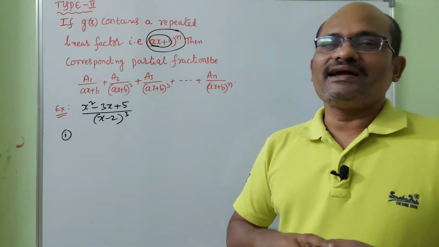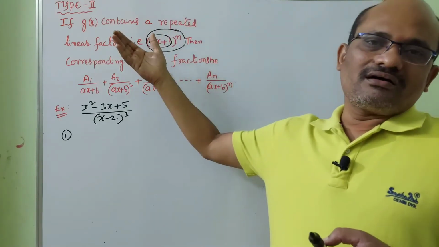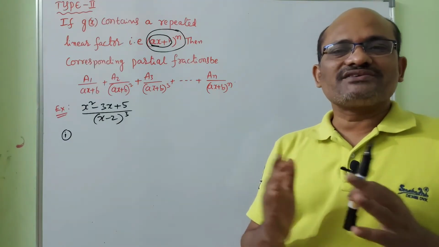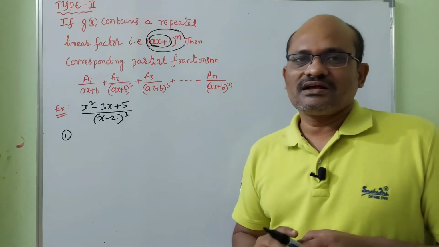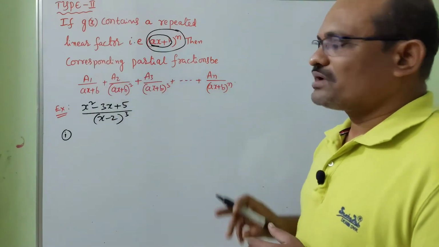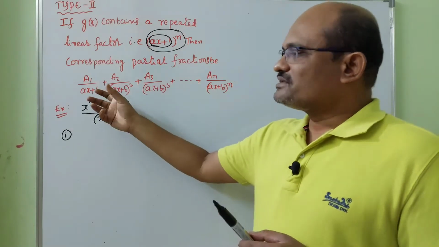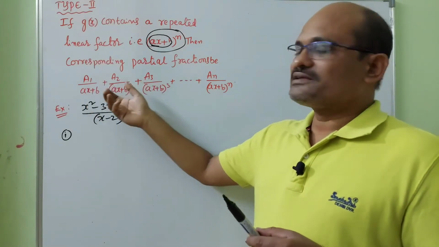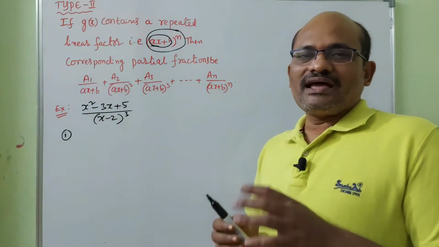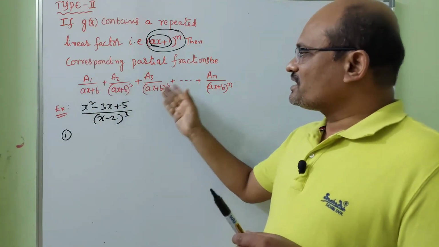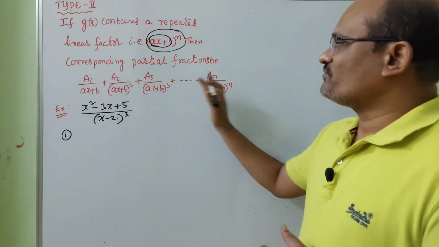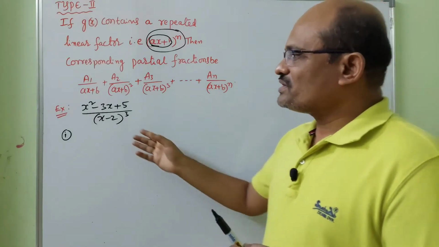If denominator contains repeated linear factors, how to resolve the proper fraction into partial fractions? Here also you have to take constants a1, a2, a3, so on an, and write the partial fractions like this: a1 by ax plus b plus a2 by ax plus b whole square. Like that, increasing powers you have to write. You will get n partial fractions, sum of n partial fractions. Now I am going to do this problem.